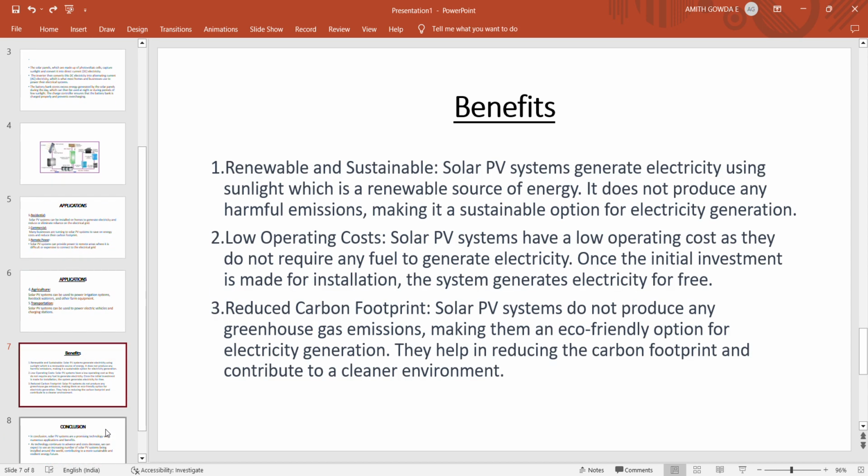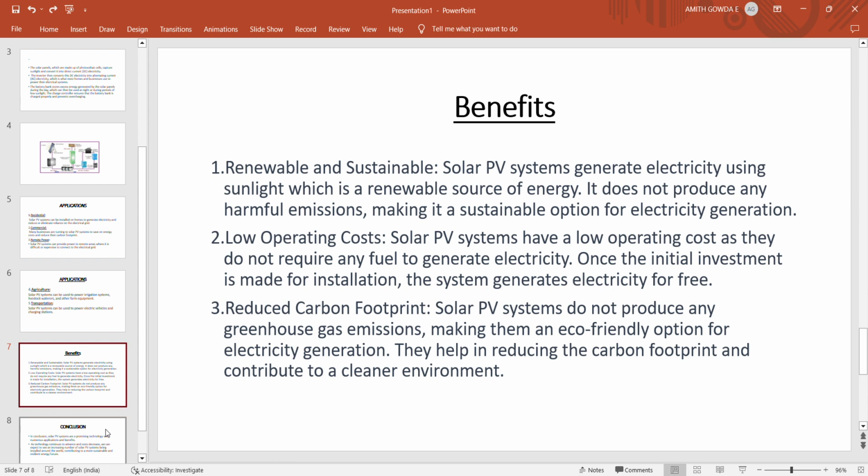Some of the benefits of using photovoltaic systems are, first, they are renewable and sustainable. Solar PV systems can generate electricity using sunlight, which is a renewable source of energy. It does not produce any harmful emissions, so it does not cause harm to human beings, making it a sustainable option for electricity generation.